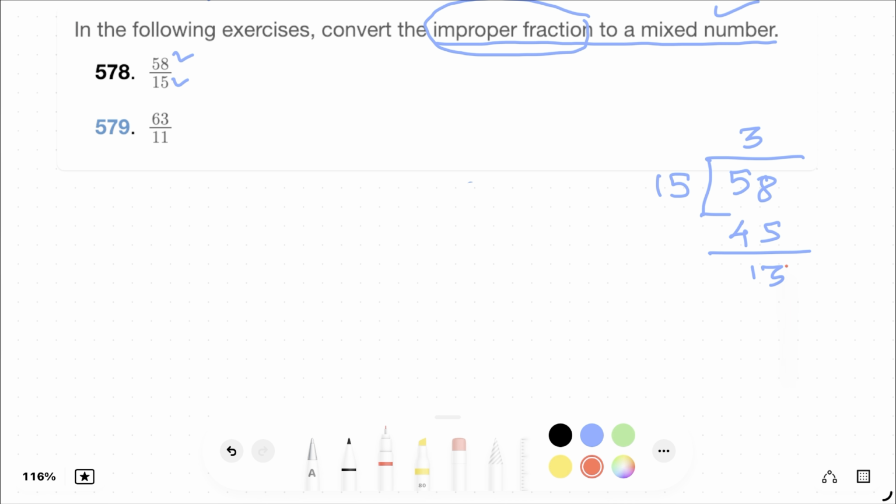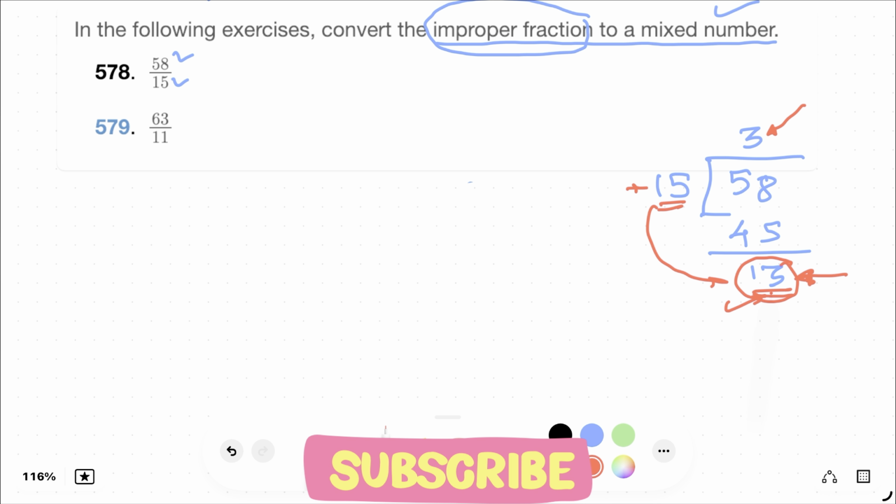Always remember, a very important part: this remainder should always be smaller than the divisor 15. So this number 13 should always be smaller than the divisor. If this number is bigger, that means you are not dividing correctly. You are dividing by a smaller number. So always remember the remainder should always be less than the divisor, 15 here.